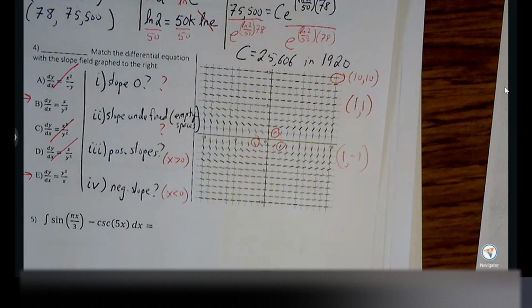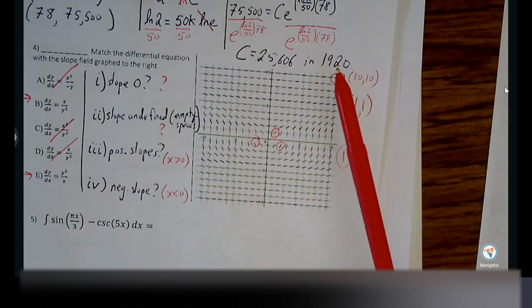Or is that opposite? Yeah, that's right. It goes up 1 and over 10. So what does that tell you about the slope? Or what does that slope look like? It's not really steep. So I think that is consistent with this one, right?